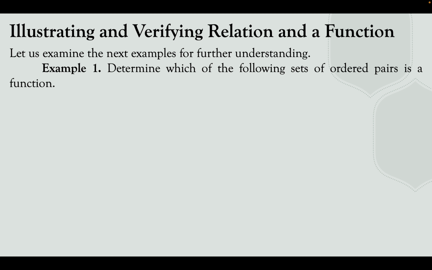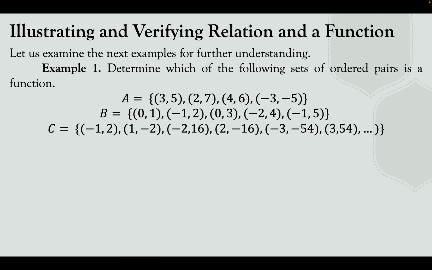So let's examine the next example, further understanding the illustrating and verifying relation of a function. Example number 1: determine which of the following sets of ordered pairs is a function. We have set A: (3, 5), (2, 7), (4, 6), (-3, -5).